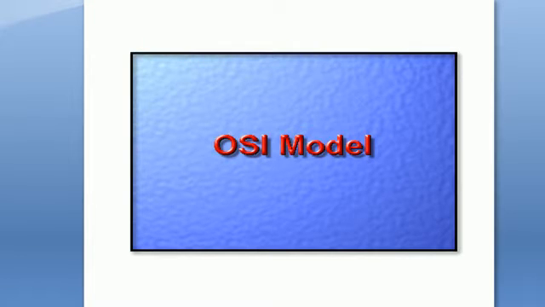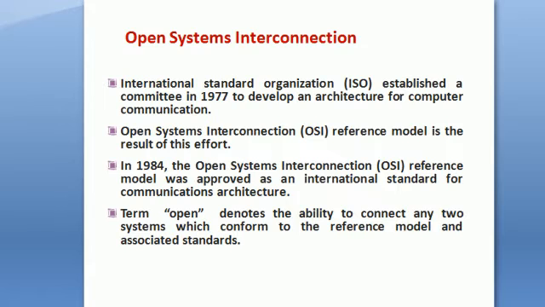OSI model. OSI stands for Open System Interconnection model, which means that every system participating in this model is open for communication with other systems. The model was first defined by an organization called ISO. ISO stands for International Standard Organization. It established a committee in 1977 to develop an architecture for computer communication.